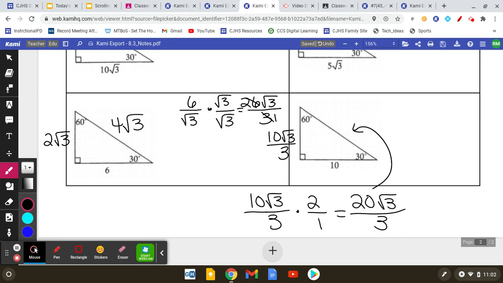What do we think? Looks easy, but remember we also have 45-45-90 triangles. So when we mix both of them together, sometimes maybe those rules can get a little mixed up.